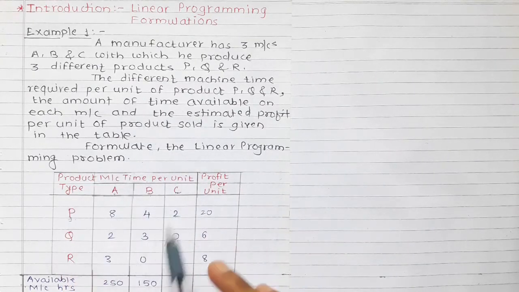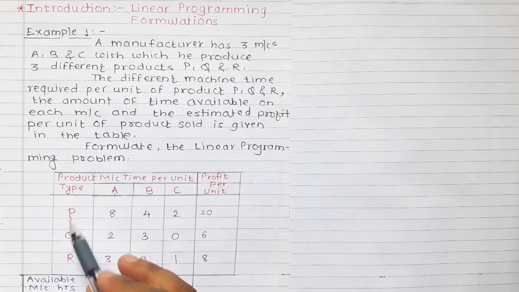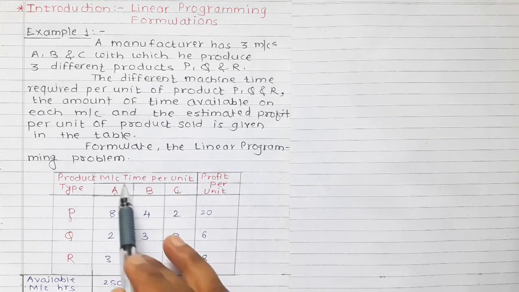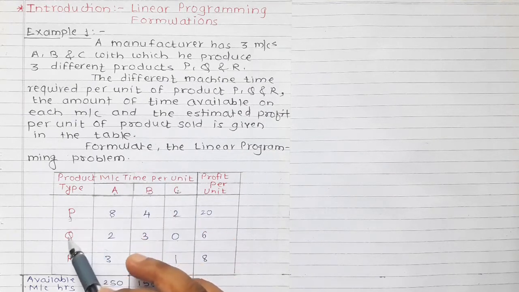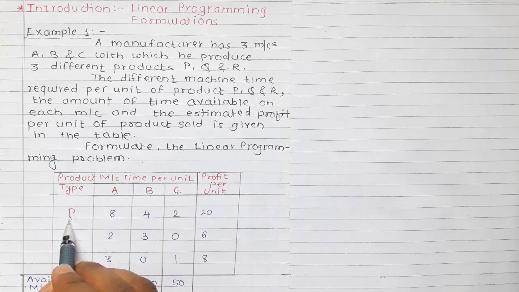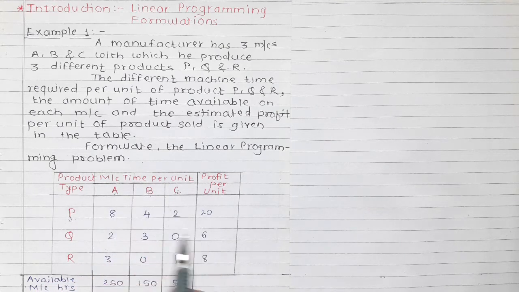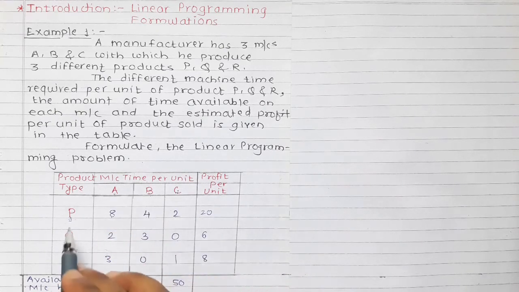So this is the table we have been given. So we have three different products PQR. So these are the three types of products. Then we have three different machines A, B and C. Then here we have been given the machine time per unit of product P, product Q and product R. That means each unit of product P is processed on machine A, machine B and machine C. Similarly, each unit of product Q and R is processed on machine A, machine B and machine C. That means for each product we require three machines.